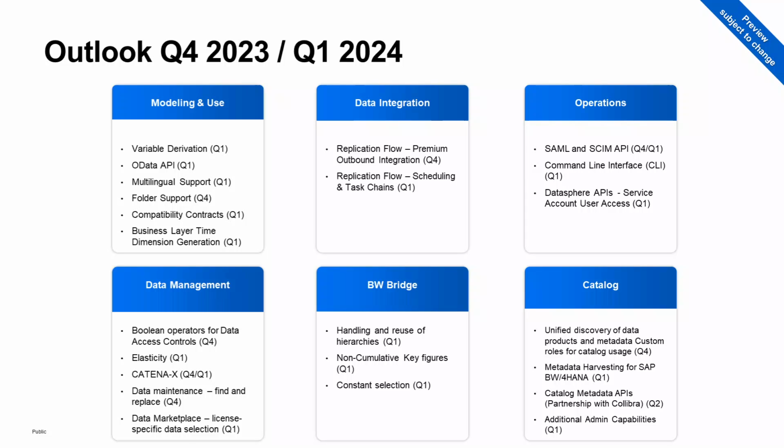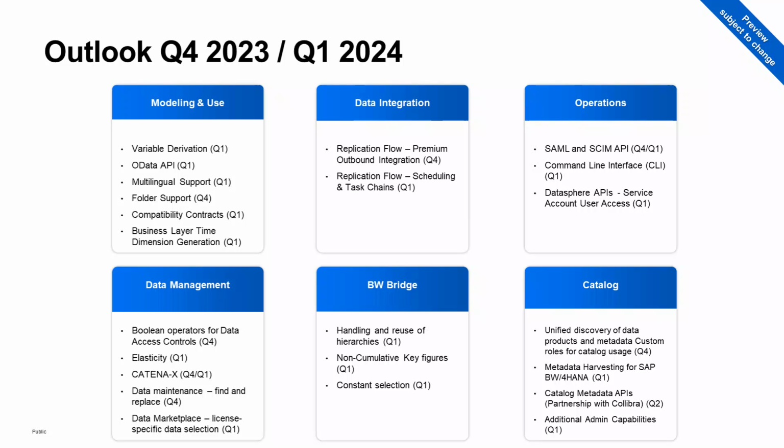The innovations for data integration are all around the replication flow. With the so-called premium outbound integration planned for Q4, users have the possibility to load data into non-SAP target systems other than SAP Datasphere, for example, different hyperscaler storages, BigQuery and Kafka.